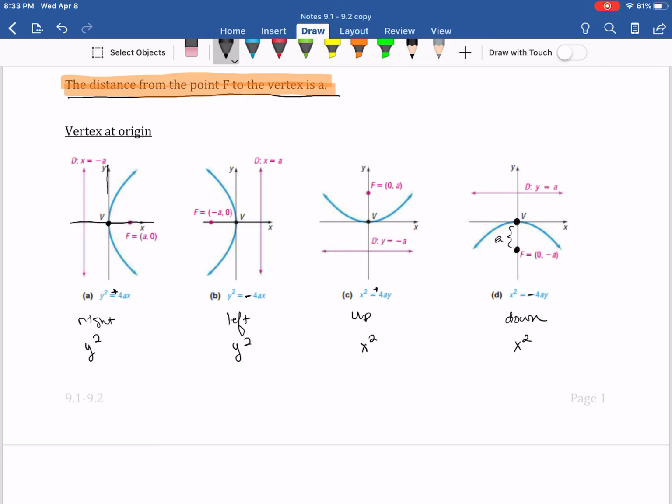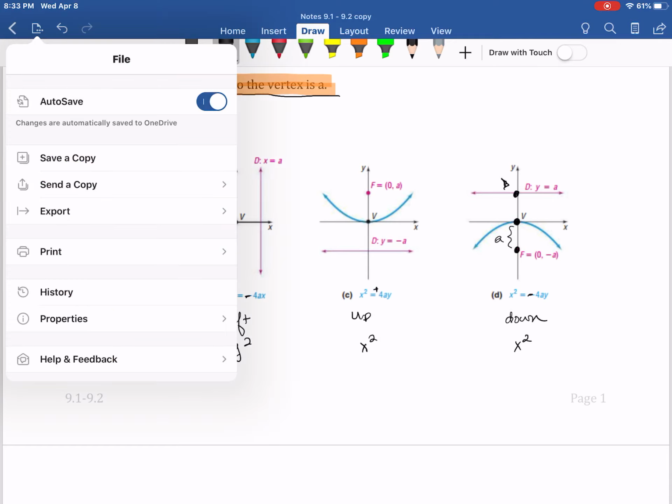Now, the cool thing is, remember how I said that each point on the parabola is constructed so that it's the same distance to the focus point as it is to the directrix line? Okay, so the point V has been plotted for you. The point that corresponds to F is directly below it. The point directly above it, I would call D. Whenever I say D, I'm referring to some point that is on the directrix line.